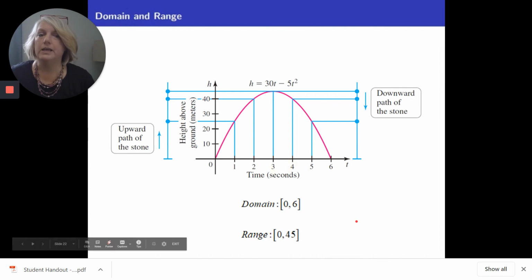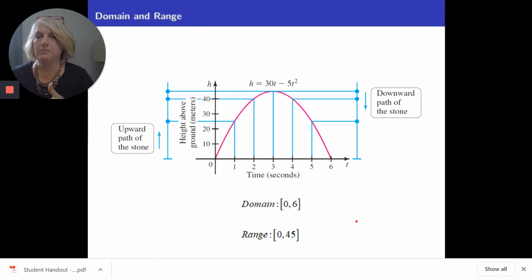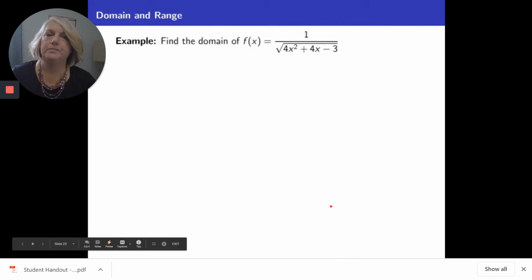So my domain and my range, notice I'm using brackets. I'm assuming that at time 0, the ball was, or the stone was, at a height of 0. I don't know how we're throwing it upward. Maybe we're shooting it out of a little rocket or something. And then it ends when it hits the ground 6 seconds later. And then our range is going to be 0 to 45 feet, or meters, sorry, that we are above ground when we take a look at it.